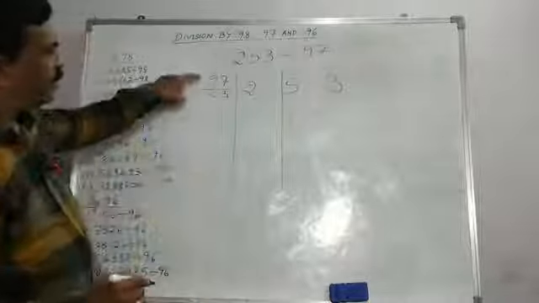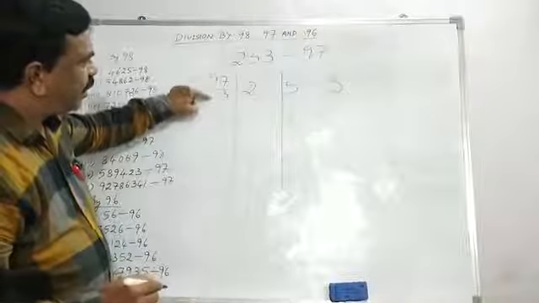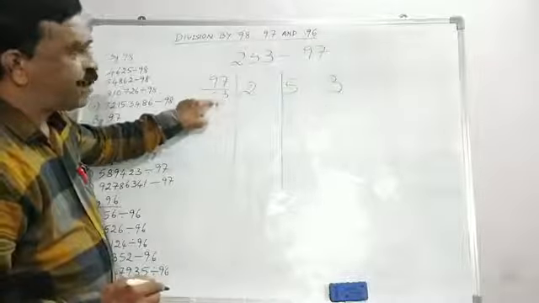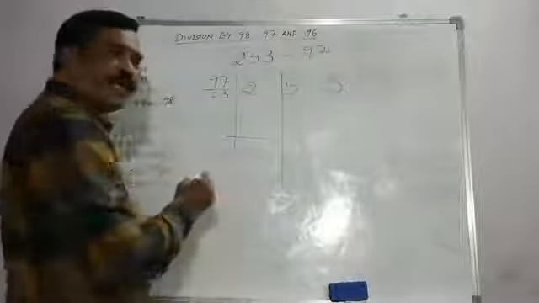So 97 is nearer to the base 100. It is 3 less than 100, so this 3 we use as a multiplier here. You know the procedure, the same procedure as we used for 98.